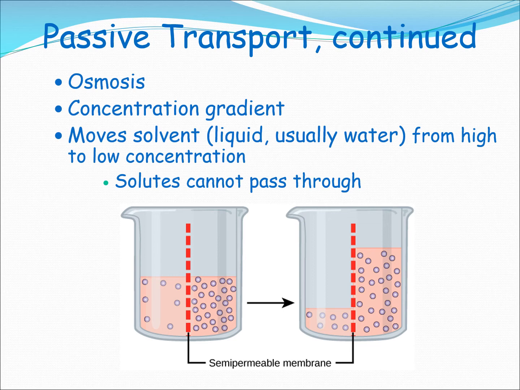Notice in the diagram, in the left picture, the beaker has equal levels of solvent or liquid, but unequal levels of solute or particles on either side of the membrane. As a result of osmosis, the level of solvent has changed so that the concentration of particles in the liquid is now even on each side of the membrane. The liquid moves in osmosis.